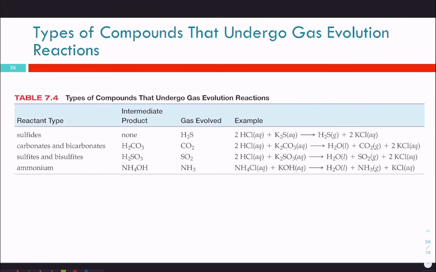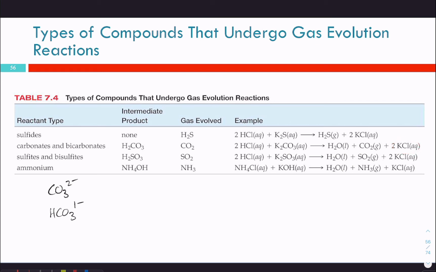and they're right here. So you have carbonates and bicarbonates. So carbonate being CO3 2-, and bicarbonate being HCO3 1-. So either of those reacting with an acid will give you these final products: water, CO2, and a salt based on the starting products. So hydrochloric acid, potassium carbonate, you get potassium chloride.